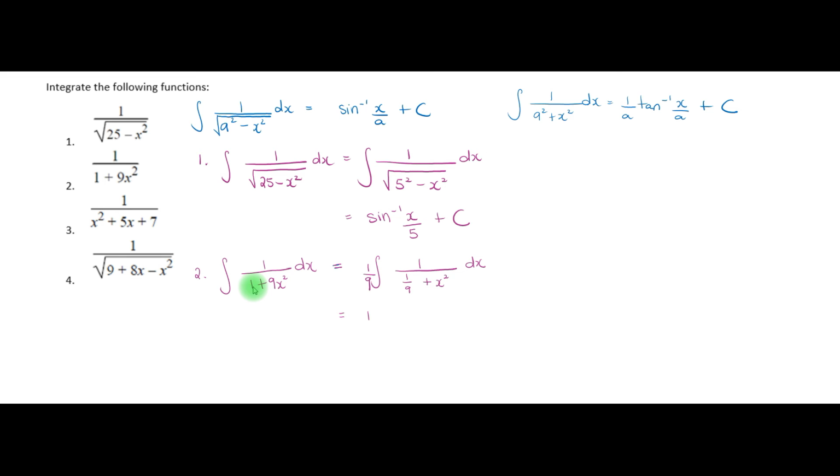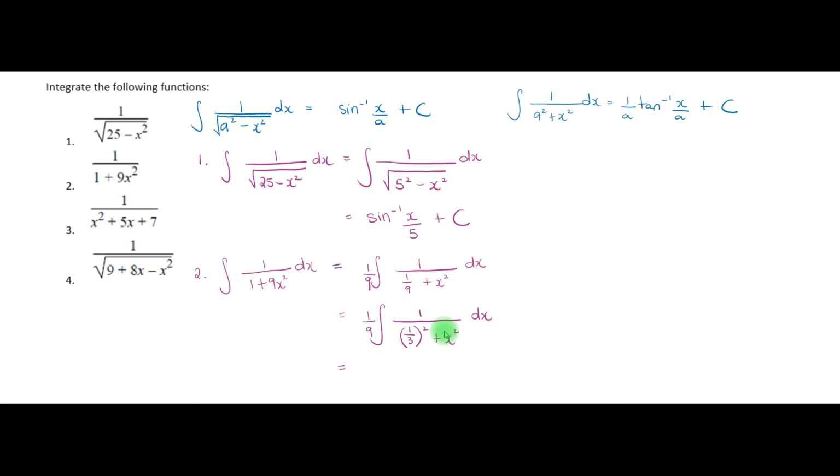Right? And then I need to rewrite the 1/9 in terms of a squared. I need it to be something squared in order to identify a. And so 1/9 would be 1/3 squared. Now what I have to integrate looks exactly like what I have here in my formula. I have the 1 over, I have something squared, a constant squared, and I have the plus x squared.